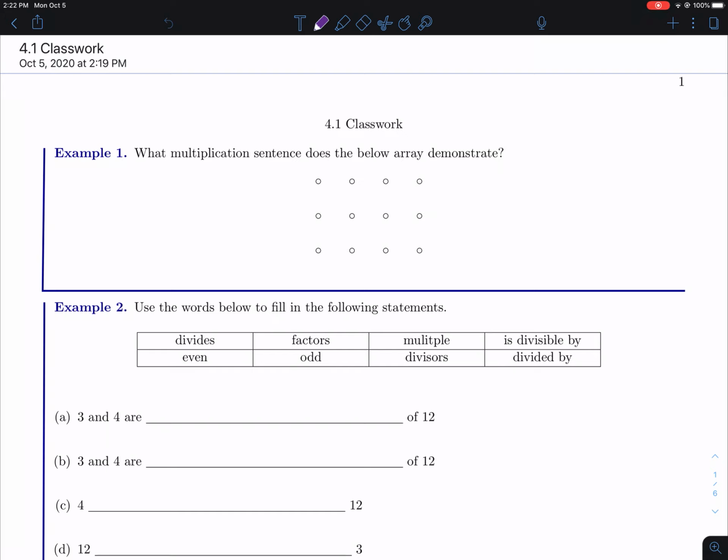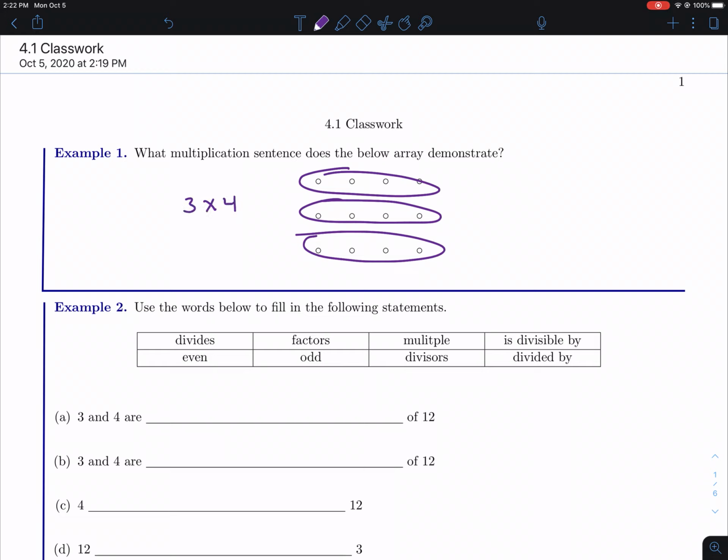So let's start off right away and look at example 1 here real quick. What multiplication sentence does the below array demonstrate? Hopefully at this point you're yelling out that there are 2 different possible answers. I can see I've got a row of 4, and how many rows of 4 do I have? I have 3 of them, so I've got 3 times 4, because I've got 3 rows of 4.